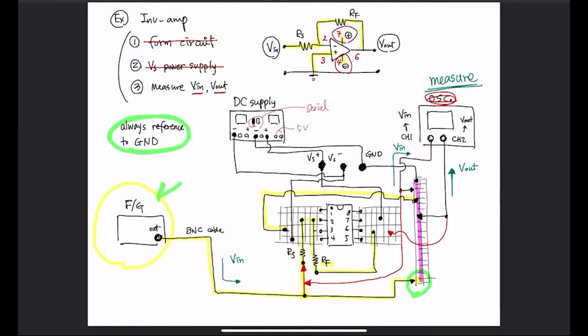So we are measuring the input, and that is being connected to your channel 1. And channel 2 is measuring your output. Again, the black wire has to go to the reference, and the red one is going to number 6, which is your output here. Okay, so this is how you form the circuit for an inverting amplifier experiment.